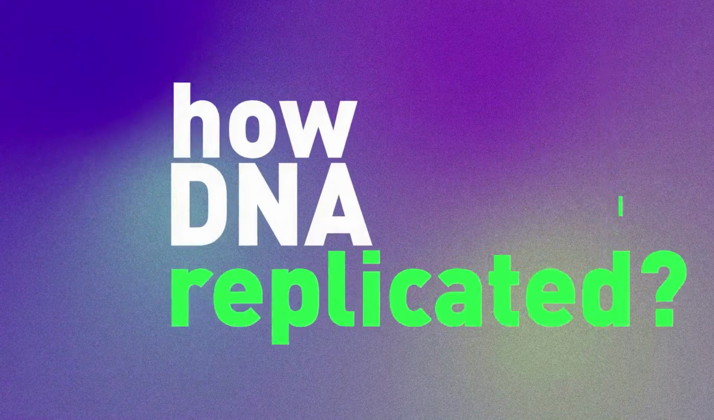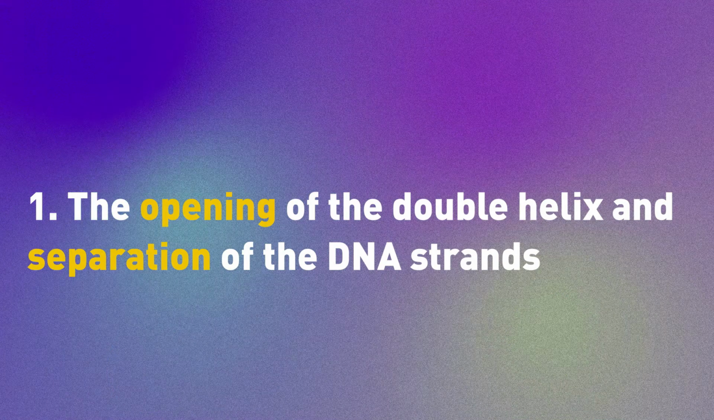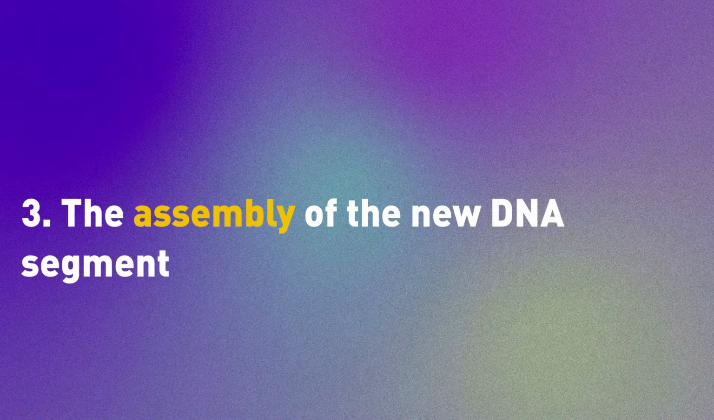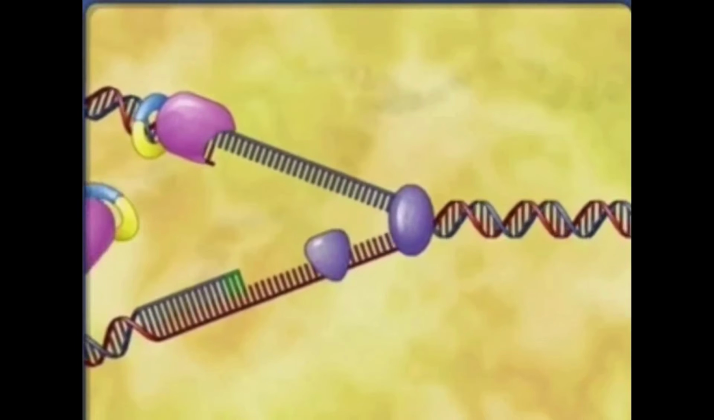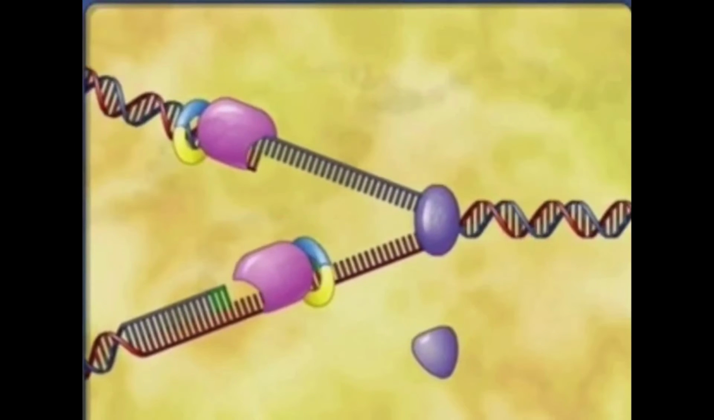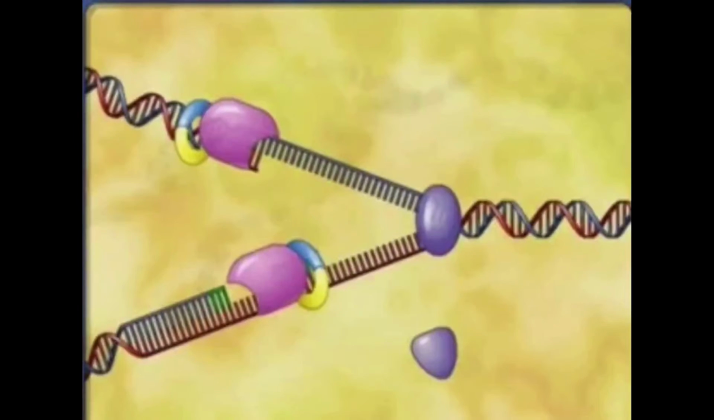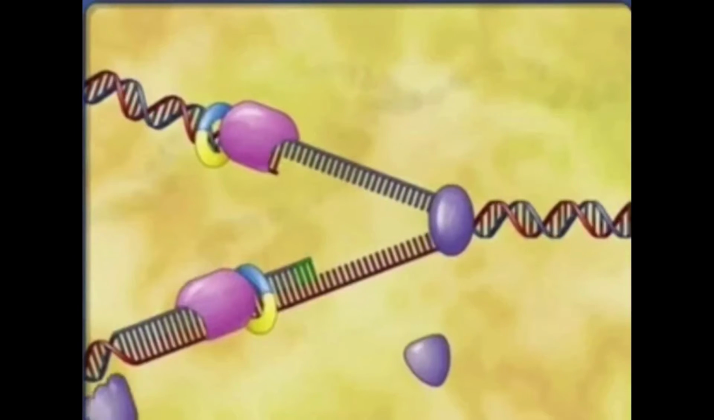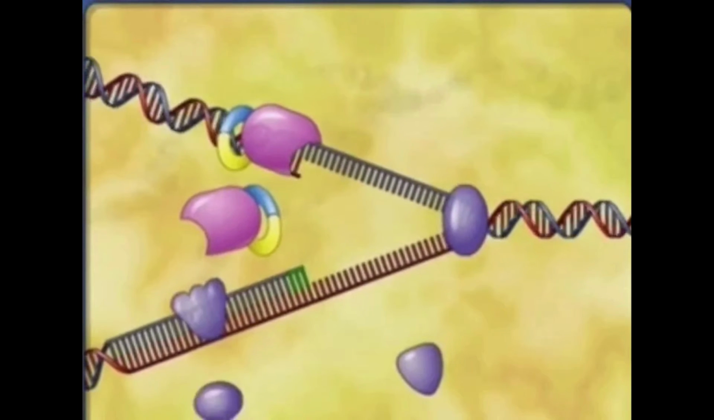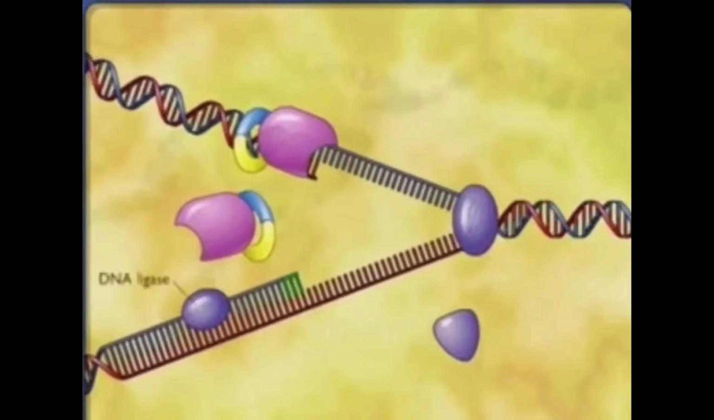How is DNA replicated? Replication occurs in 3 major steps, which are the opening of the double helix and separation of DNA strands, the priming of the template strand, and the assembly of the new DNA segment. During separation, the 2 strands of the DNA double helix uncoil at a specific location called the origin. Several enzymes and proteins then work together to prepare or prime the strand for duplication. Finally, a special enzyme called DNA polymerase organizes the assembly of the new DNA strand.